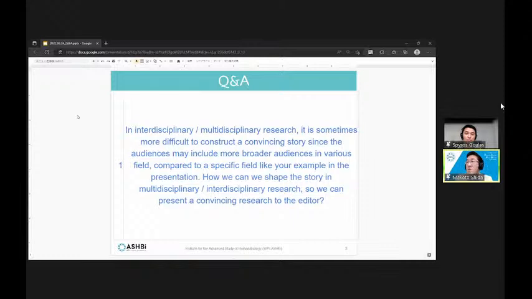In interdisciplinary, multidisciplinary research, it is sometimes more difficult to construct a convincing story since the audiences may include broader audiences in various fields compared to a specific field, like your example in the presentation. How can we shape the story in multidisciplinary, interdisciplinary research so we can present convincing research to the editor?